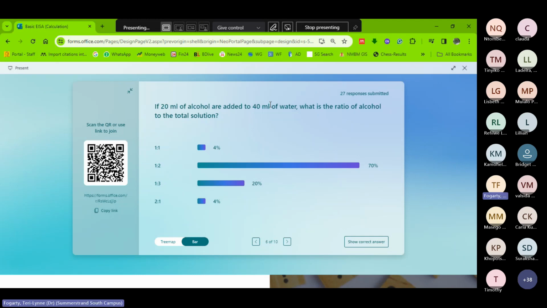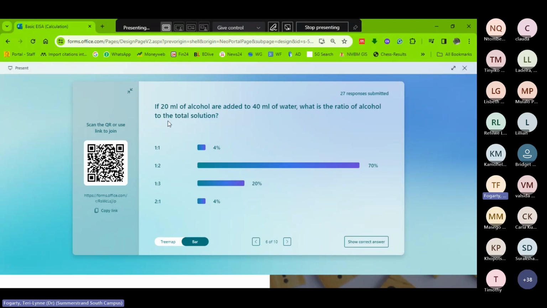Yes, that's correct. That is the ratio of alcohol to water. But what is the ratio of alcohol to total solution? First, you've got to add 20 to 40 and get 60. So your total solution is 60 mils. And then work out what is the ratio of alcohol to total solution. So that's 20 mils in 60 mils. And so the correct answer for this question is 1:3.